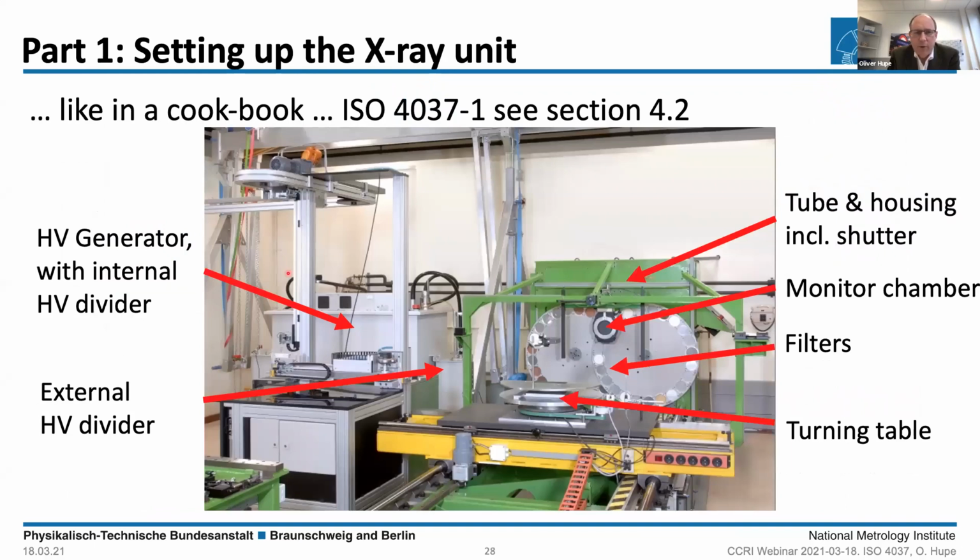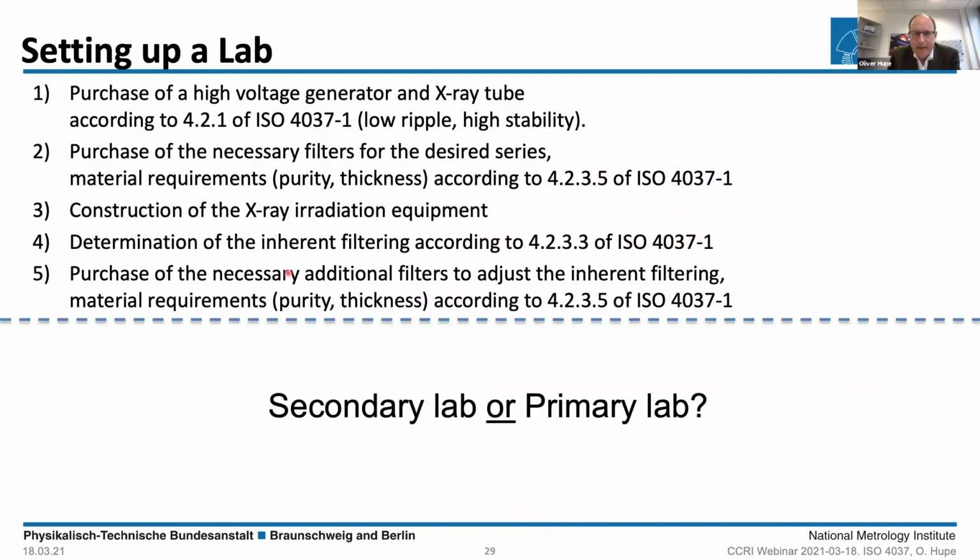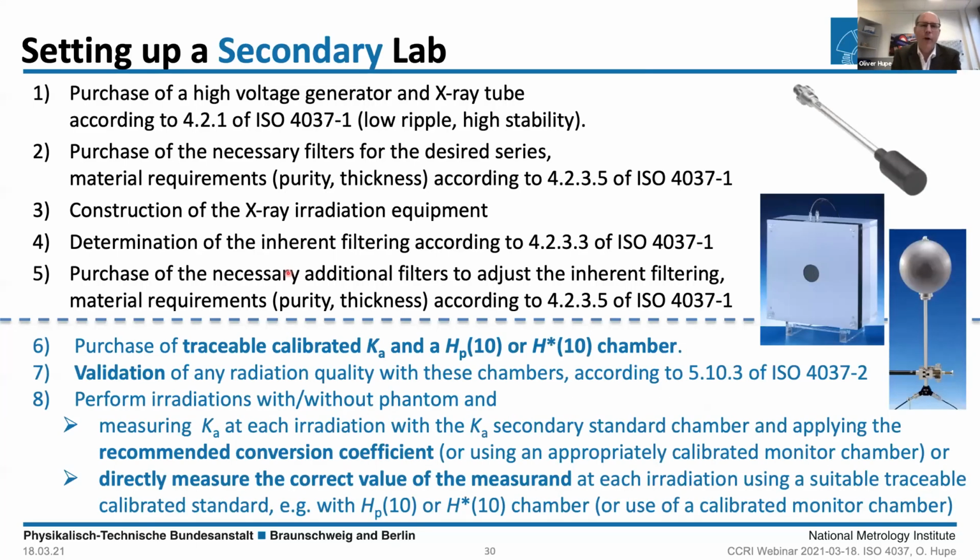With this, now you have your installation, and the next step is you have to validate your installation. And that's a question of whether you are a secondary lab or a primary lab. If you are lucky, you are a secondary lab, it's quite easy. You just have to buy some instrumentation and do your measurements. So you have to purchase a traceable calibrated air kerma chamber and an HP10 or H*10 chamber. HP10 chambers can be bought easily. The validation of any radiation quality with these chambers is done according to the requirements in the ISO.